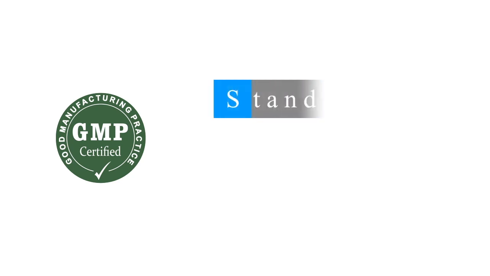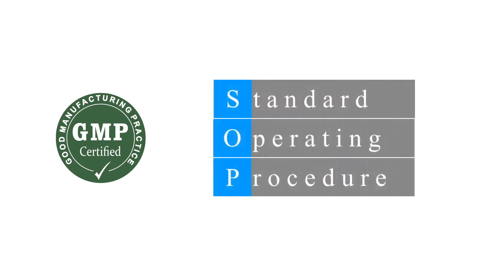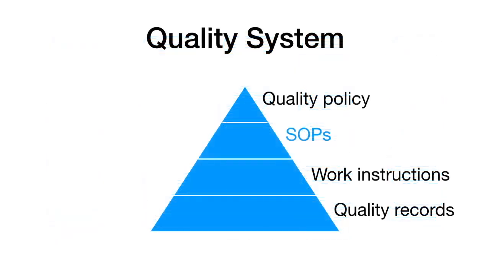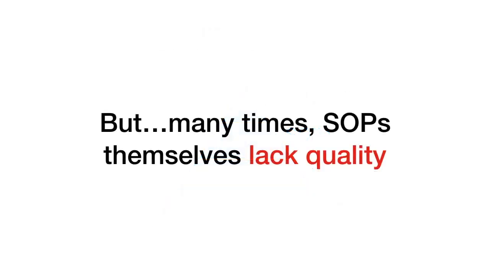SOPs are, of course, at the core of the good manufacturing practice or GMP requirement for all pharmaceutical, biotech, and life sciences organizations. And most organizations have hundreds, if not thousands, of SOPs. And these SOPs form one of the pillars of the organization's quality system. But paradoxically, many times SOPs themselves lack quality. Yes, the very document that is supposed to drive quality itself suffers from quality problems.